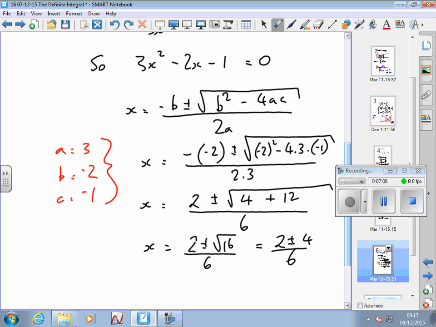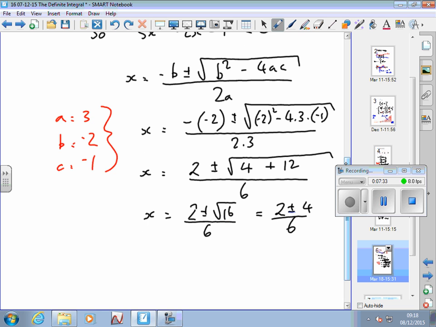So I've got 2 values for x now. Remember why this plus or minus is here, because whenever I square root a number, the answer is always positive or negative. So that gives me 2 possibilities. When I square root the 16, it could be plus or minus 4. That gives me my 2 answers. So x then turns out to be 2 plus 4 is 6 over 6, which is 1, or 2 minus 4 is minus 2 over 6, which is minus a third. So I've got x equals 1 or minus a third.